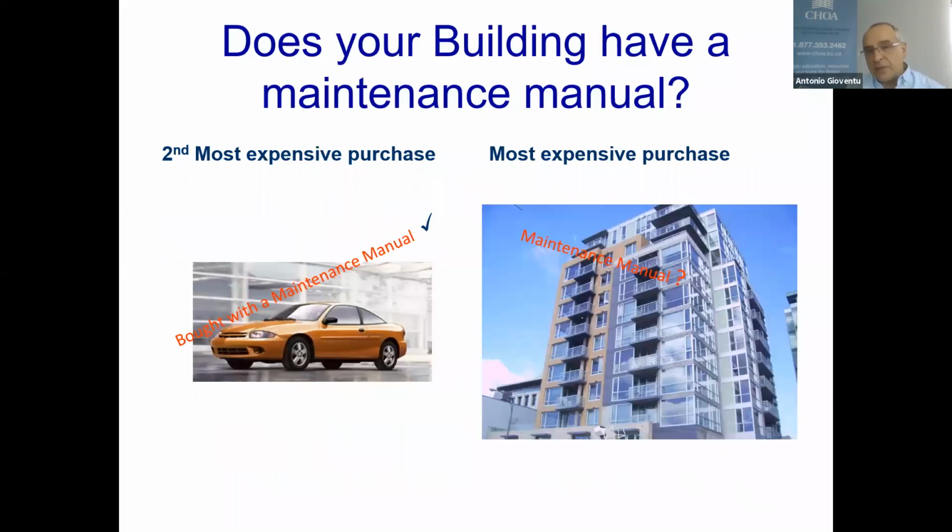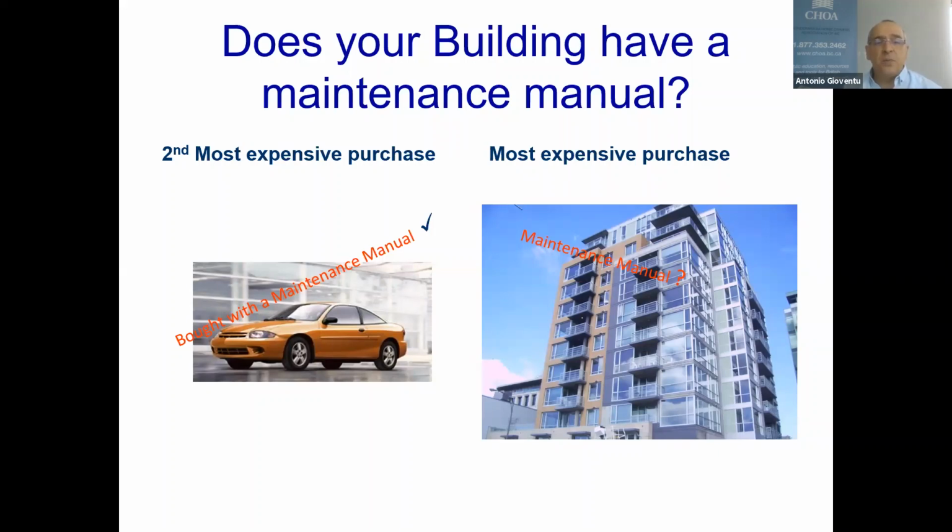So here's a little comparison. Does your building have a maintenance plan? We buy a car every 5 or 10 years. It comes with a maintenance manual, a maintenance schedule. We know we have to change the oil. We know we have to do our servicing, especially if we have a warranty. If we don't do it, the warranty is null and void.